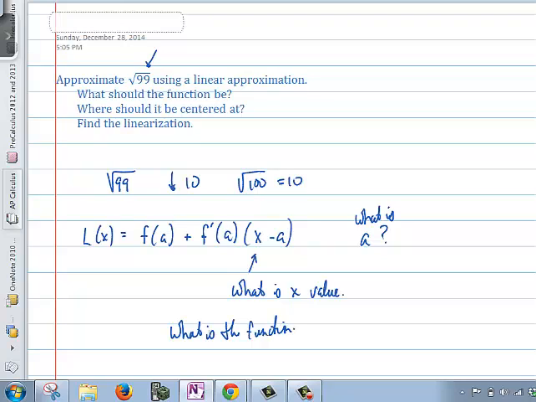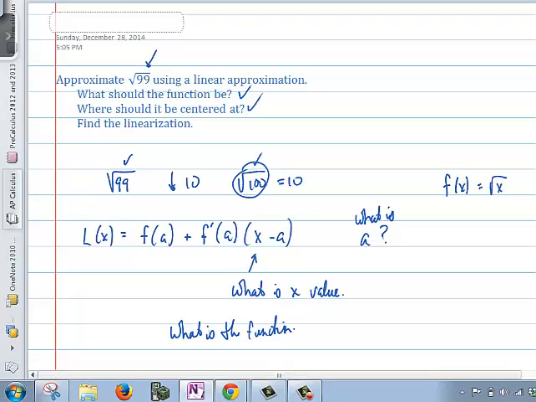There are calculus books where they just say, approximate root 99 using a linear approximation, and they don't tell you what the function should be or where your approximation should be centered at. In this video, I want to help explain that. So, just like we said before, when you thought about what the square root of 99 would be, and you went to what the square root of 100 would be, that kind of told you that the function should just be the square root of x.